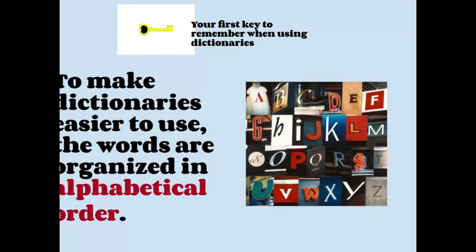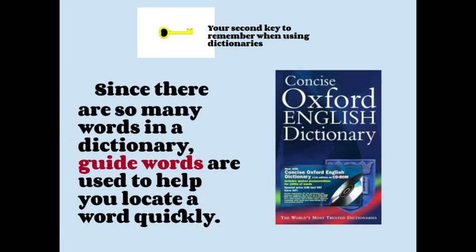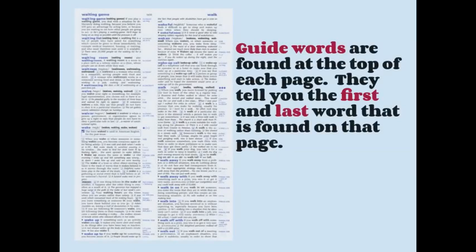Your second key to remember when using dictionaries is since there are so many words in a dictionary, guide words are used to help you locate a word quickly. Guide words are found at the top of each page. They tell you the first and last word that is found on that page. For example, here, our guide words are waiting game and walk. So the first word on this page is waiting game, and the last word on this page is walk.